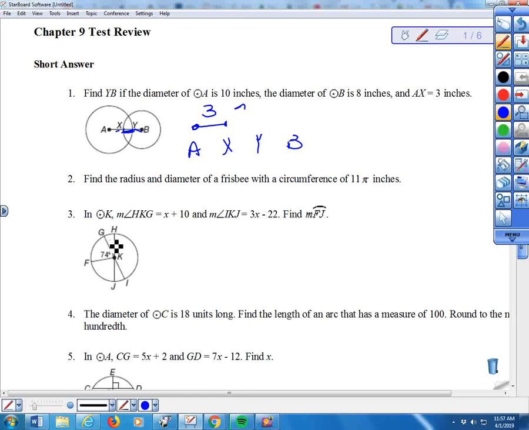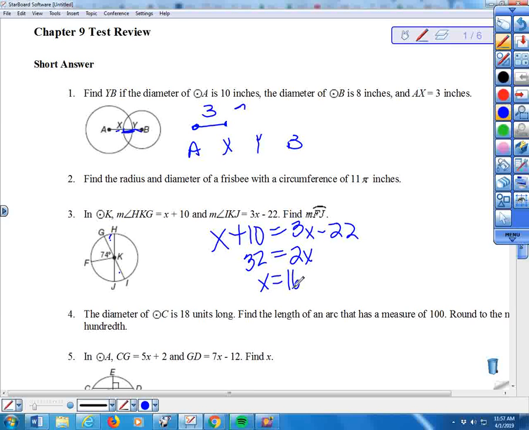Okay, in circle K, the measure of HKG, which is right here, is x plus 10. And the measure of IKJ, which is right here, is 3x minus 22. Well, how are those two angles related to each other? This angle and this angle. They're vertical angles, so they're equal, right? So I can just set these equal to each other and solve for x. 2x equals 32, x equals 16.